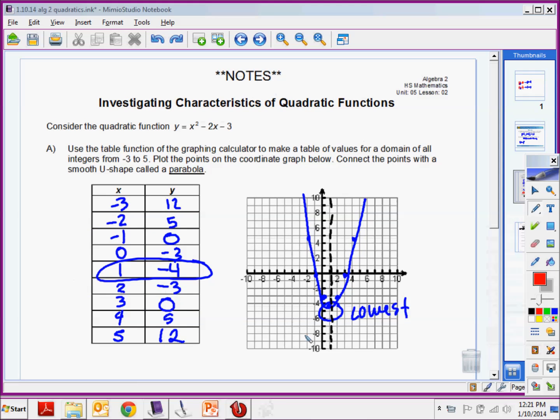Okay. Our y-intercept is at (0, -3). What is on the opposite side? (2, -3). If the problem asks for the point on the opposite side of the line of symmetry that has the same y value, it would be (0, -3) and (2, -3). They're on opposite sides, because it wanted to know what was the opposite of your y-intercept.